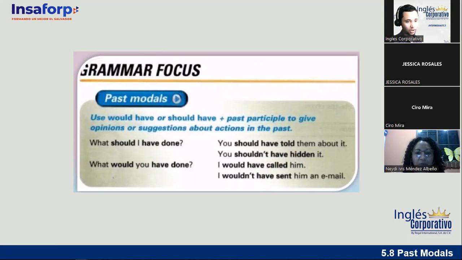So how does it work? For example, this person says, what should I have done? You should have told them about it. You shouldn't have hidden it. What would you have done? Well, I would have called him. I wouldn't have sent him an email. Now, don't worry about this because we're going to go directly into some further explanation.